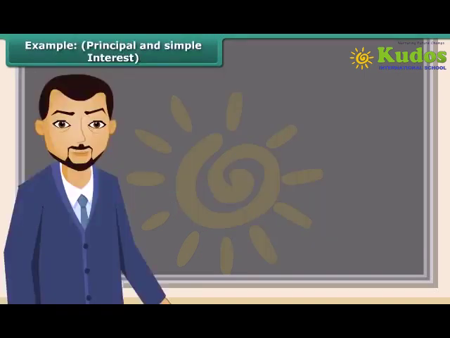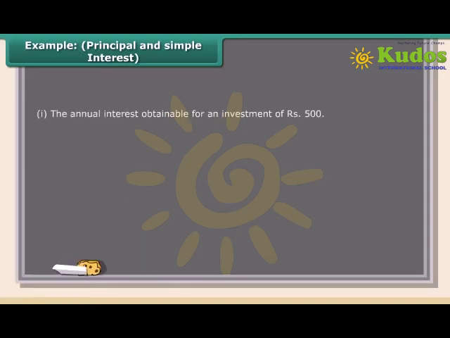Example, principal and simple interest. A bank gives 11% simple interest on deposits by senior citizens. Draw a graph to illustrate the relation between the sum deposited and the simple interest earned. Find from your graph: 1. The annual interest obtained for an investment of rupees 500. 2. The investment one has to make to get an annual simple interest of rupees 88.